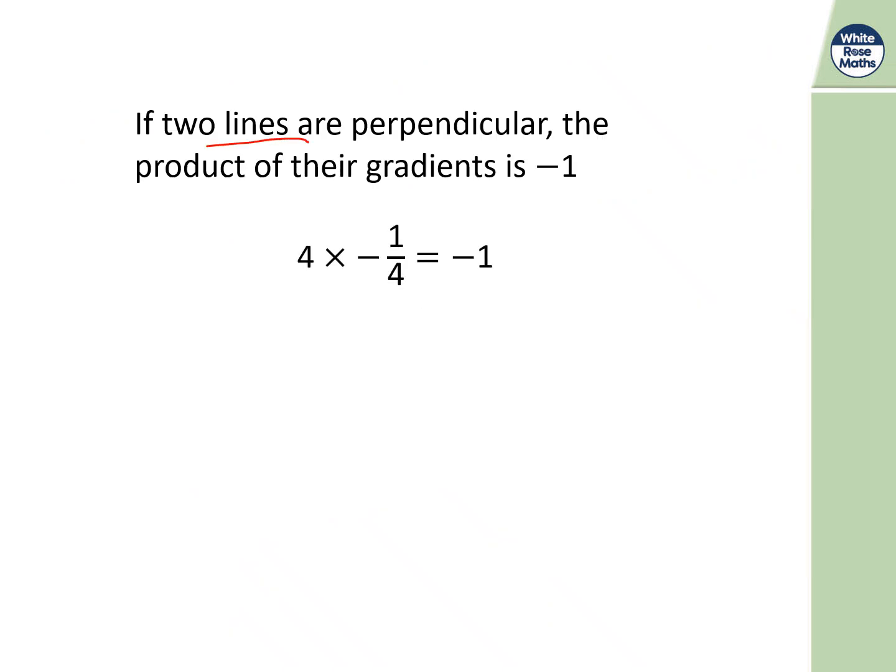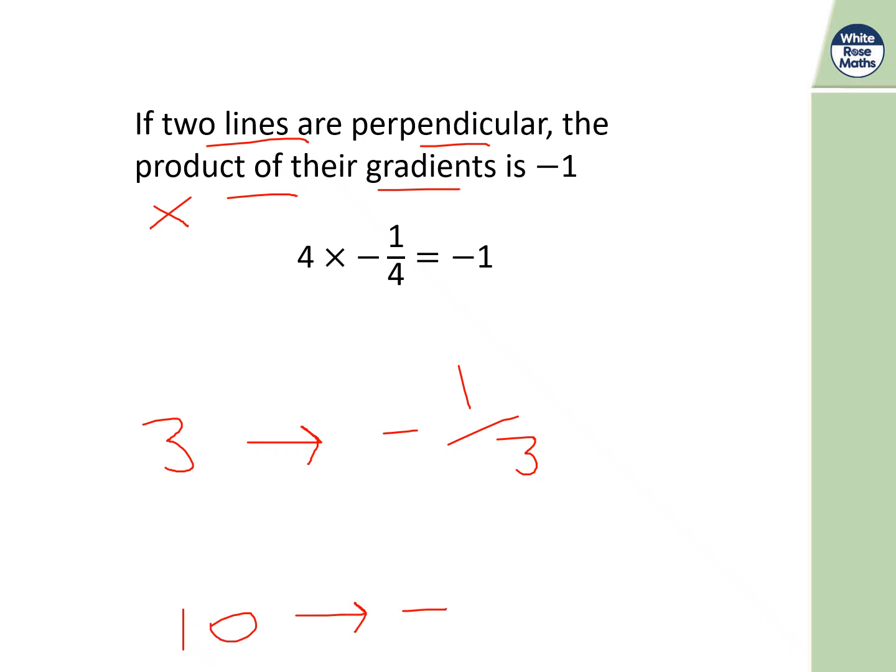So if two lines are perpendicular, just to summarize, the product of their gradients is minus 1. Product means to multiply. So if it was 3, it would go to minus a third. If it was 10, it would go to minus a tenth. So it's minus 1 over that number. If it's currently minus 6, for example, then they go to positive 1 over 6.